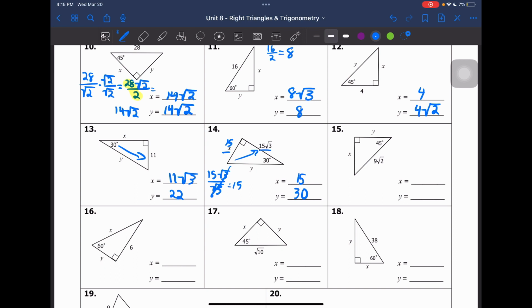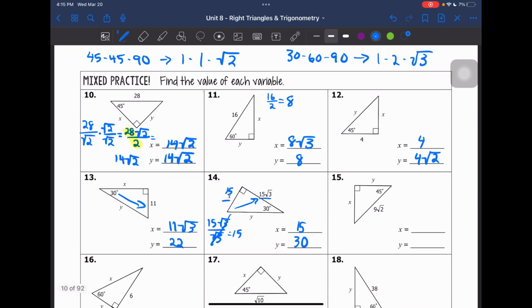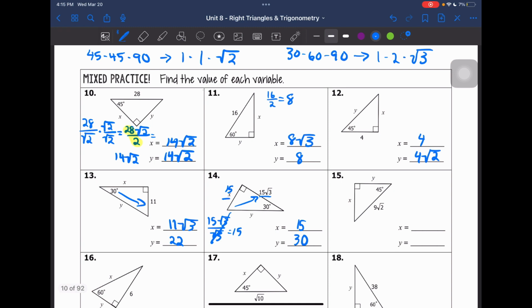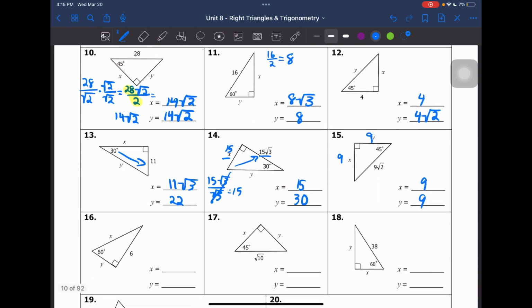All right, so let's look at the next one. This is a 45-45-90, and we're told that the hypotenuse is 9 root 2. So if I want to know what each leg is, think about it. The pattern is 1, 1, root 2. So it's really just 9 and 9, because if the legs were 9, then the hypotenuse would be 9 root 2. So these are both 9.